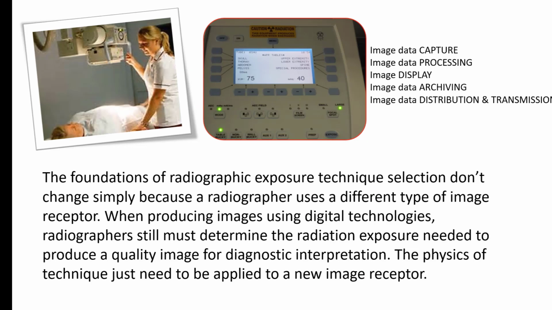The physics or the foundations of radiographic exposure don't change simply because you use a different type of image receptor, either film screen or digital. But how you apply them does change based upon the image receptor that you're using. When producing images using digital technologies, radiographers still must determine the radiation exposure needed to produce a quality image for interpretation. The physics of technique just need to be applied to the new image receptor.